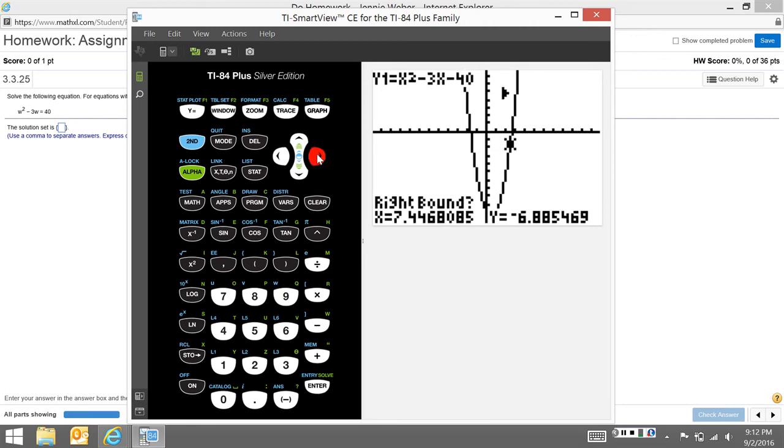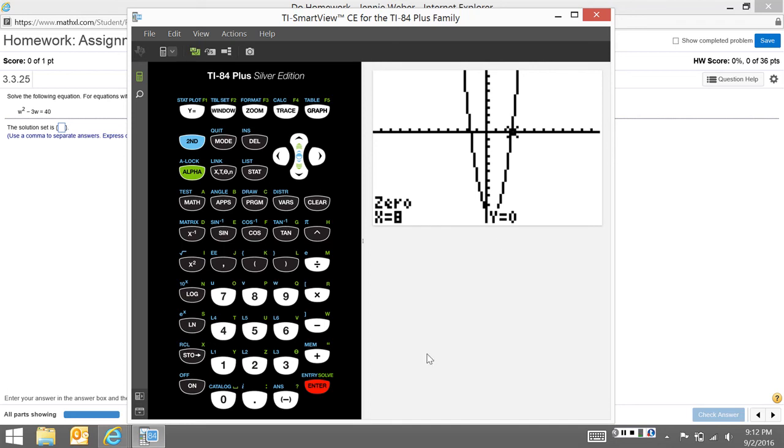Now I need to put up my first triangle. Now I'm going to go above it. There's my right bound. Okay. Now it's got that. Now I want it to guess. I'm going to hit enter again. And there my other one is at 8. So my zeros are at negative 5 and 8, and it went directly to them.